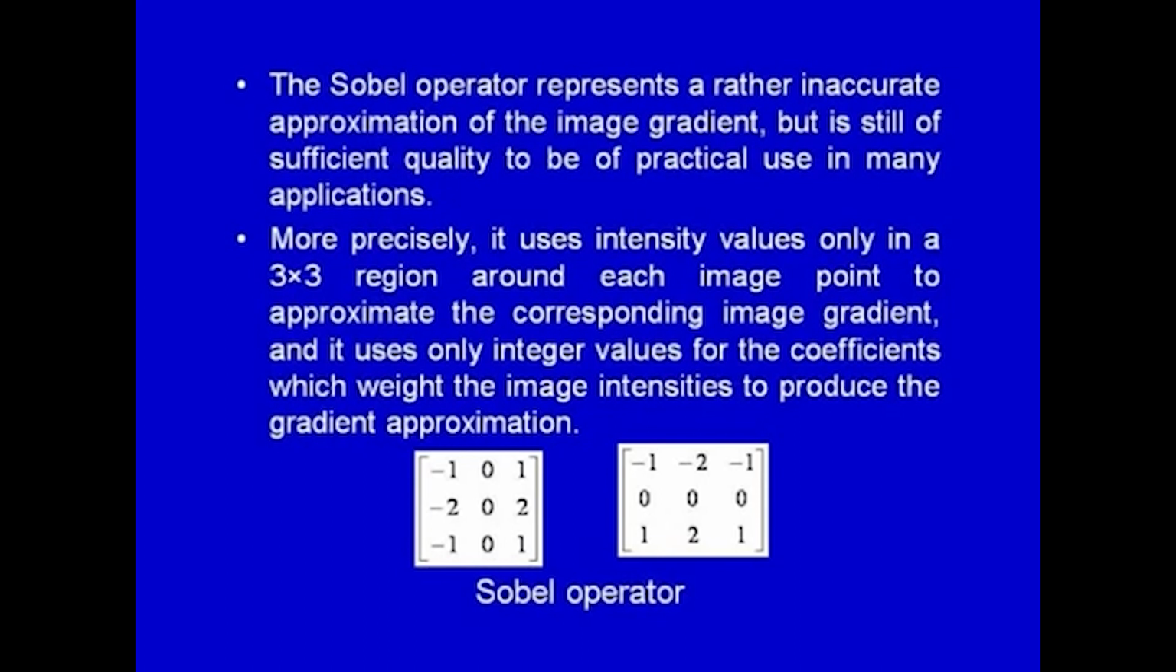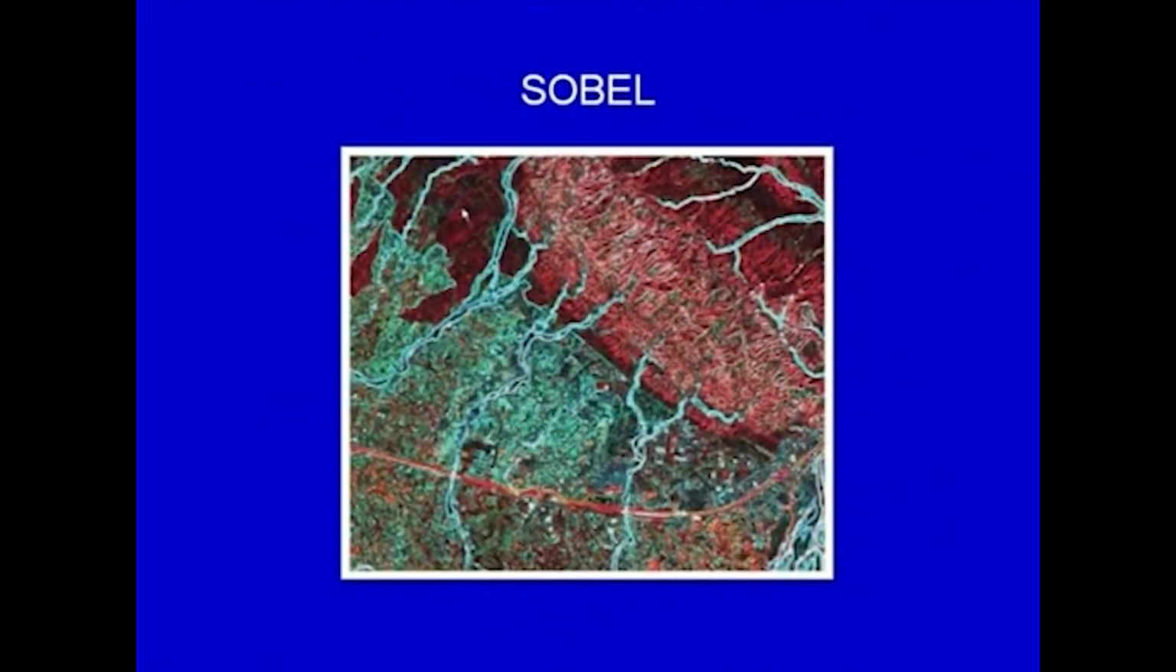More precisely, it uses intensity values only in a 3 by 3 region around each image point to approximate the corresponding image gradient, and it uses only integer values for the coefficients which weight the image intensities to produce the gradient approximation. Here we can see the structure of the Sobel operator, and applying this Sobel operator, now we can get the corresponding edges in the image.